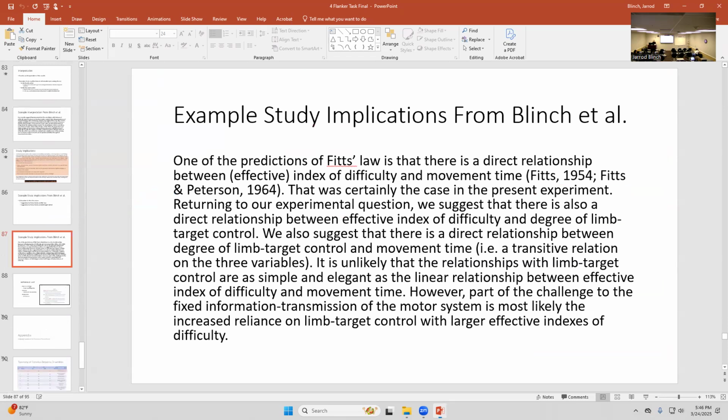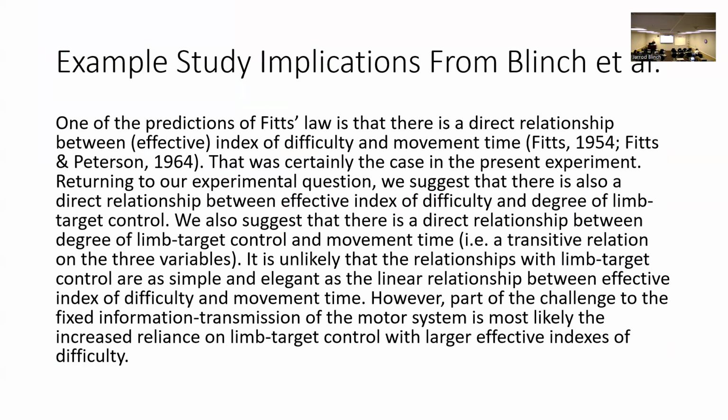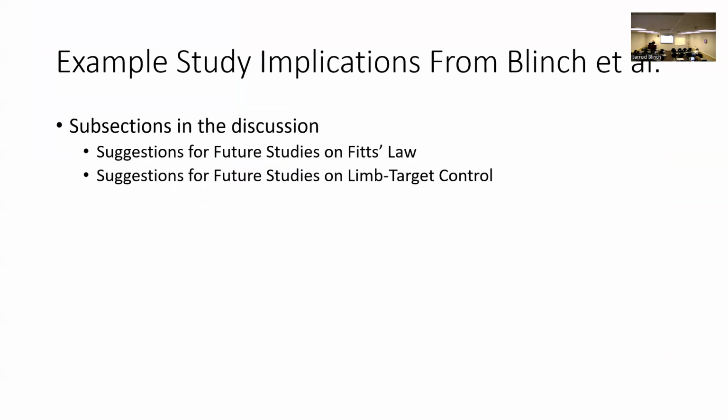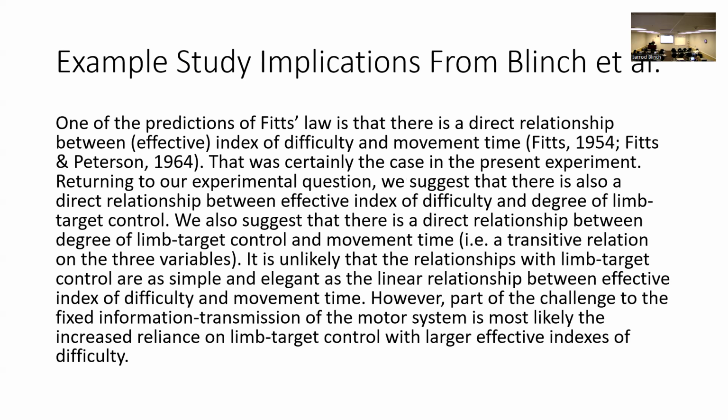Okay, where are we here? Oh, sorry, we didn't see this yet. So if you want to read, oh no, sorry, let me go back. So implications, I actually had quite a few in this paper. There were actually two subsections. One was called Suggestions for Future Studies on Fitts' Law. One called Suggestions for Future Studies on Limb Target Control. I'm trying to think if this article is on Blackboard. If you want to read it, you can see. But then in the last paragraph, there were some implications as well, so I included that paragraph here.